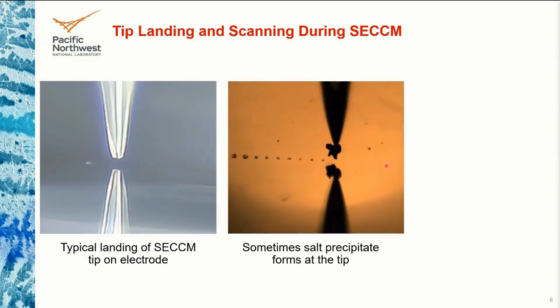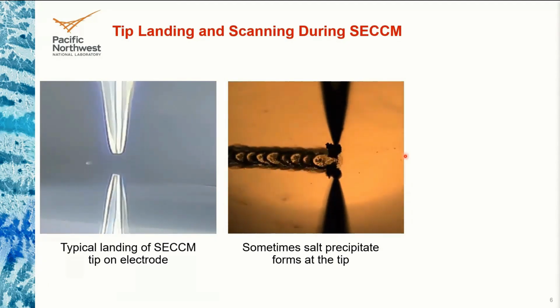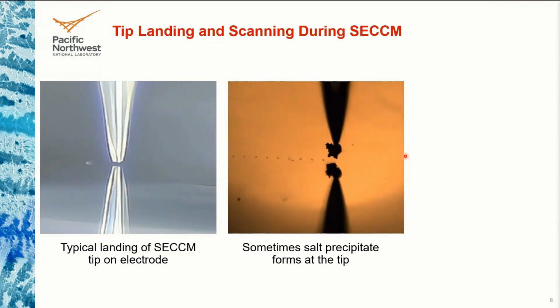But one still, it's a disadvantage for certain applications, but not all, particularly in corrosion, where we have to use a salt solution in the tip. That usually creates a salt precipitate around the tip that affects some of the measurement, like you are seeing here. And there are some ways to control the salt precipitate formation.